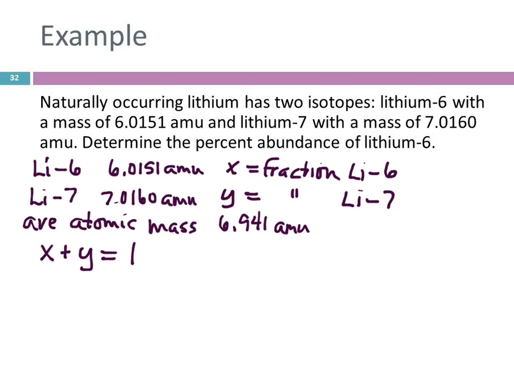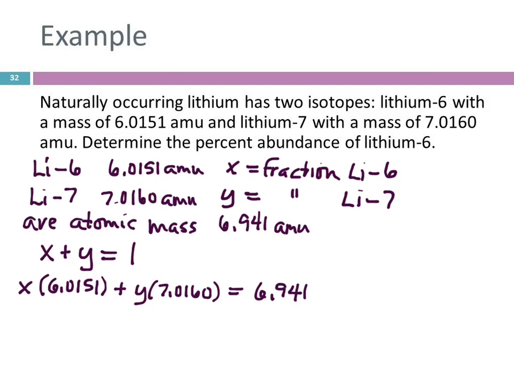And then we have our general equation, which was we took the fraction of lithium-6 times its mass. I'll leave the AMUs out for now. And the fraction of lithium-7 times its mass, and that has to add up to the average mass of that element. This is the same equation that we used in the previous example, but now instead of trying to find the average atomic mass, we're trying to find these fractions or percent abundances.